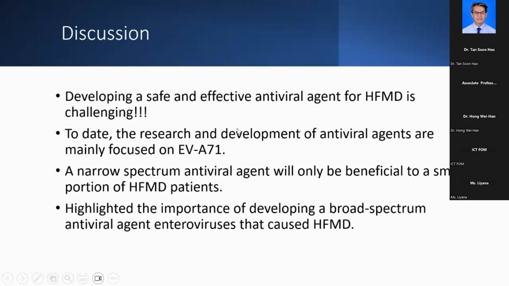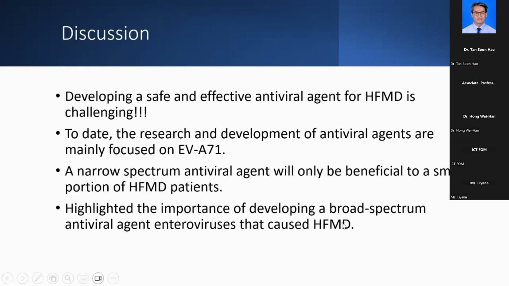Of course, it can prevent death and CNS complications, but a narrow-spectrum antiviral agent will only be beneficial to a small portion of HFMD patients. And you can see now in Malaysia this year, the most dominant viruses that cause HFMD are CAV6 and CAV16. EV-A71 is not seen. So even if you have the vaccine, it may not be so useful here.